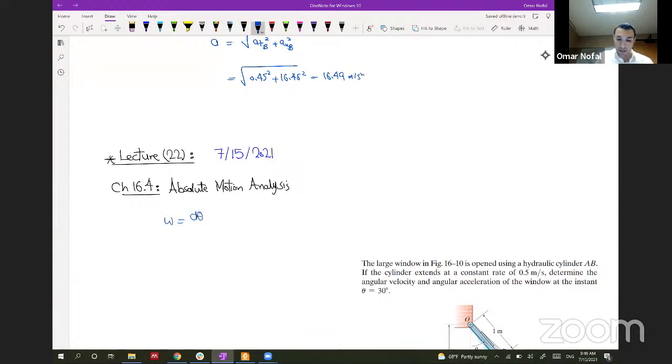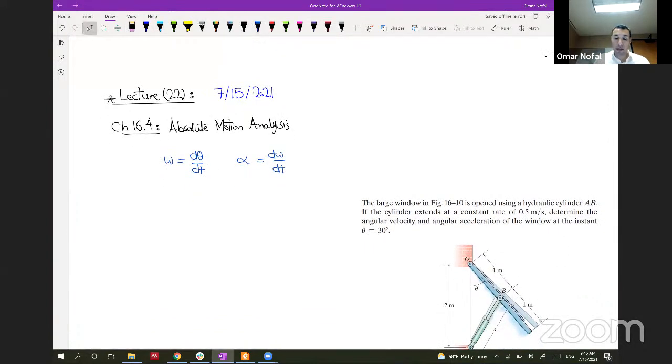omega is equal to d theta dt, the time rate of change of the angular position, and alpha is the time rate of change of the angular velocity. So here we need to apply this in a more complicated problem. So let's have an example.